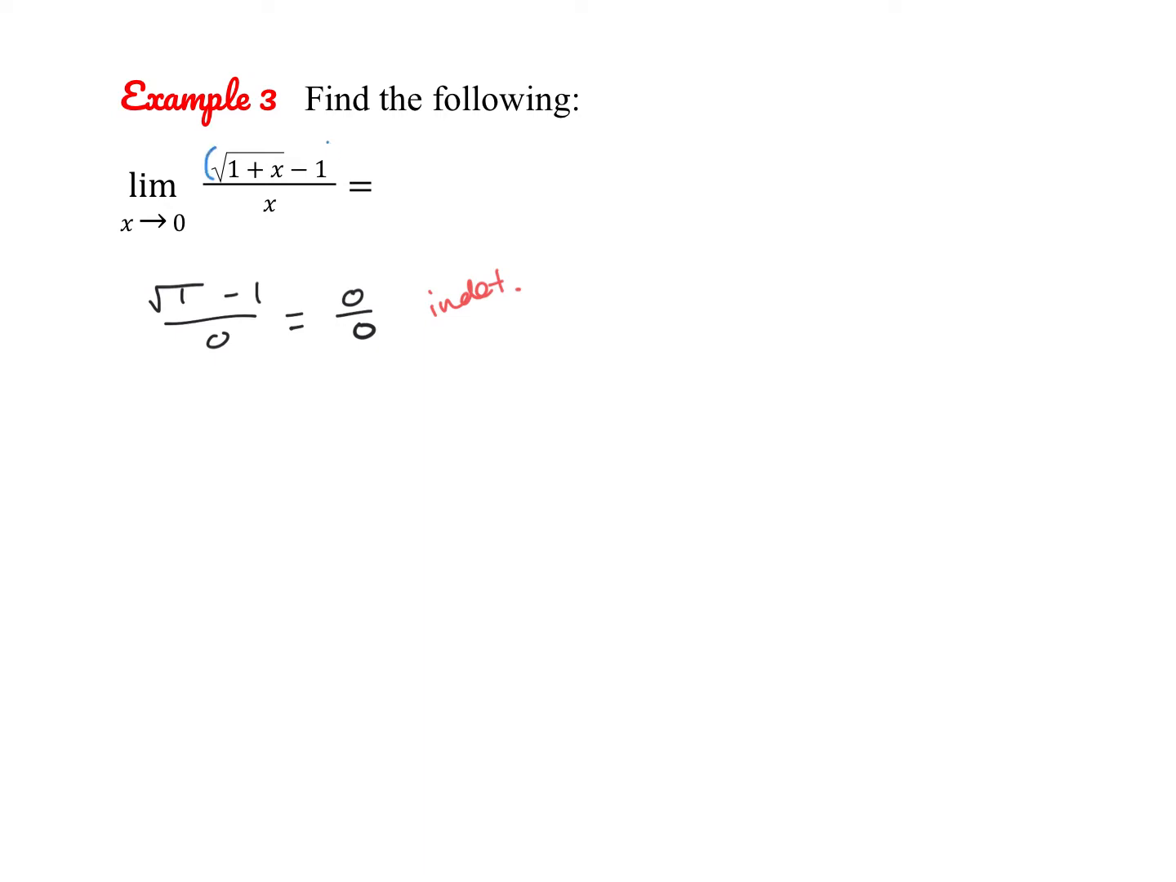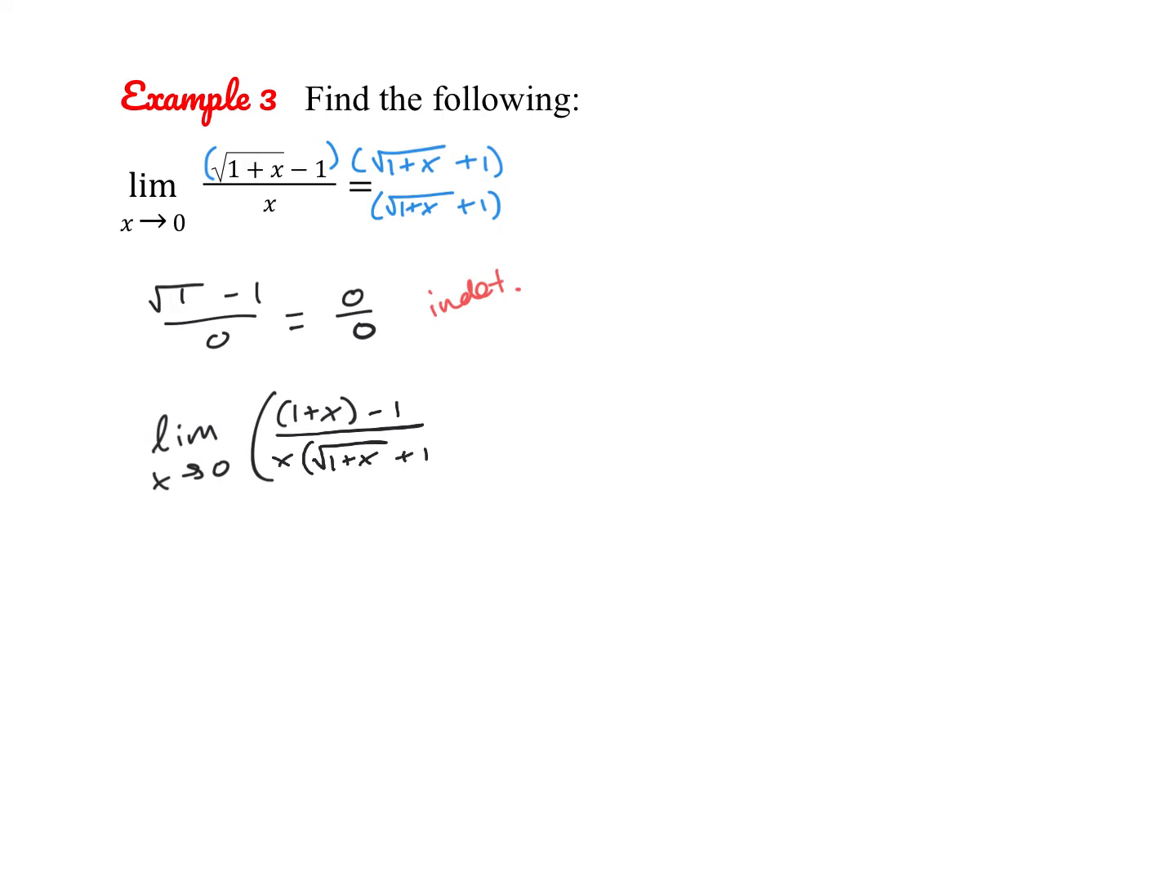So we're going to actually multiply the numerator and denominator by our conjugate, which would be square root of 1 plus x plus 1. And when we do this, again, multiplying by the conjugate should clear your radical. So when I do this square root times this square root, it just becomes 1 plus x. And then the next two steps of FOIL would cancel out, and then we're just left with minus 1. And then in the denominator, we have x times the square root of 1 plus x plus 1.